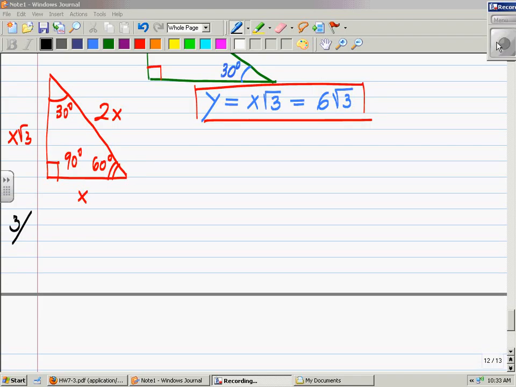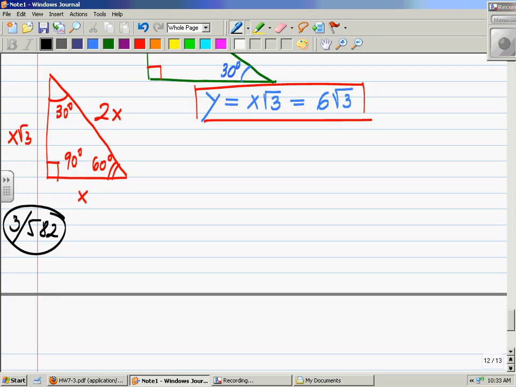Problem number 3, page 582. Find the value of each variable.